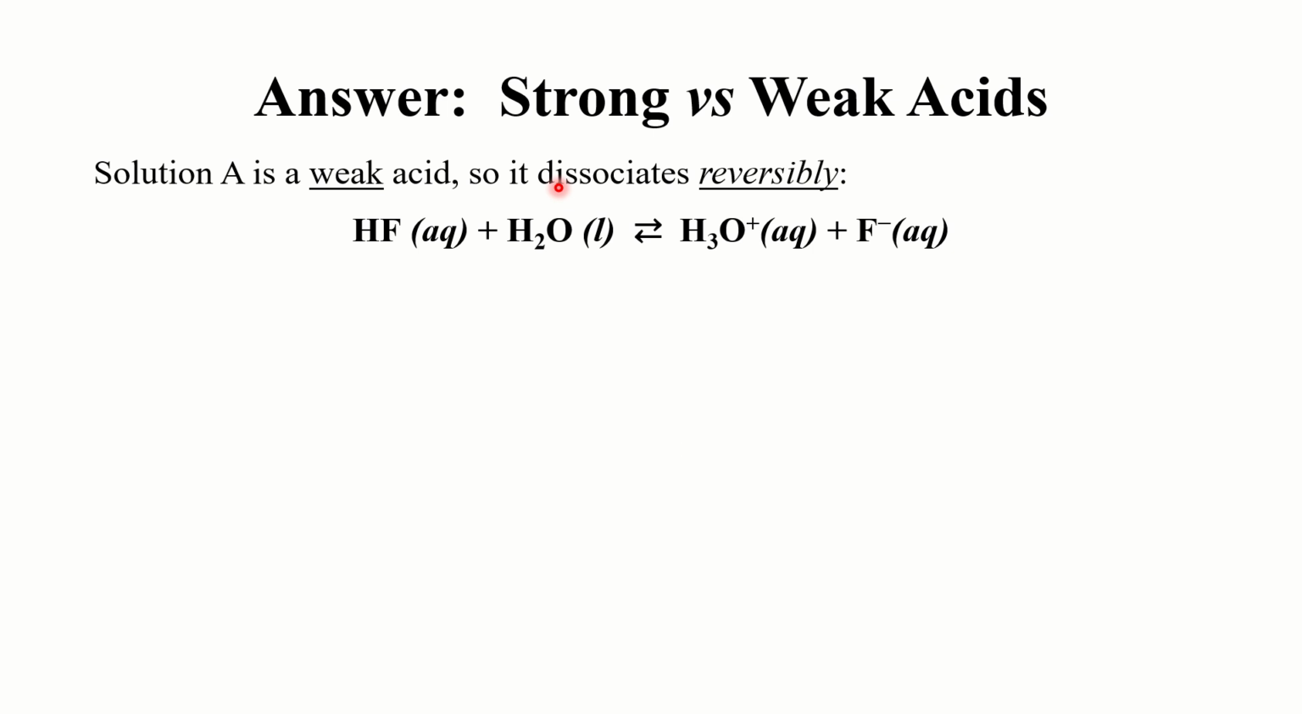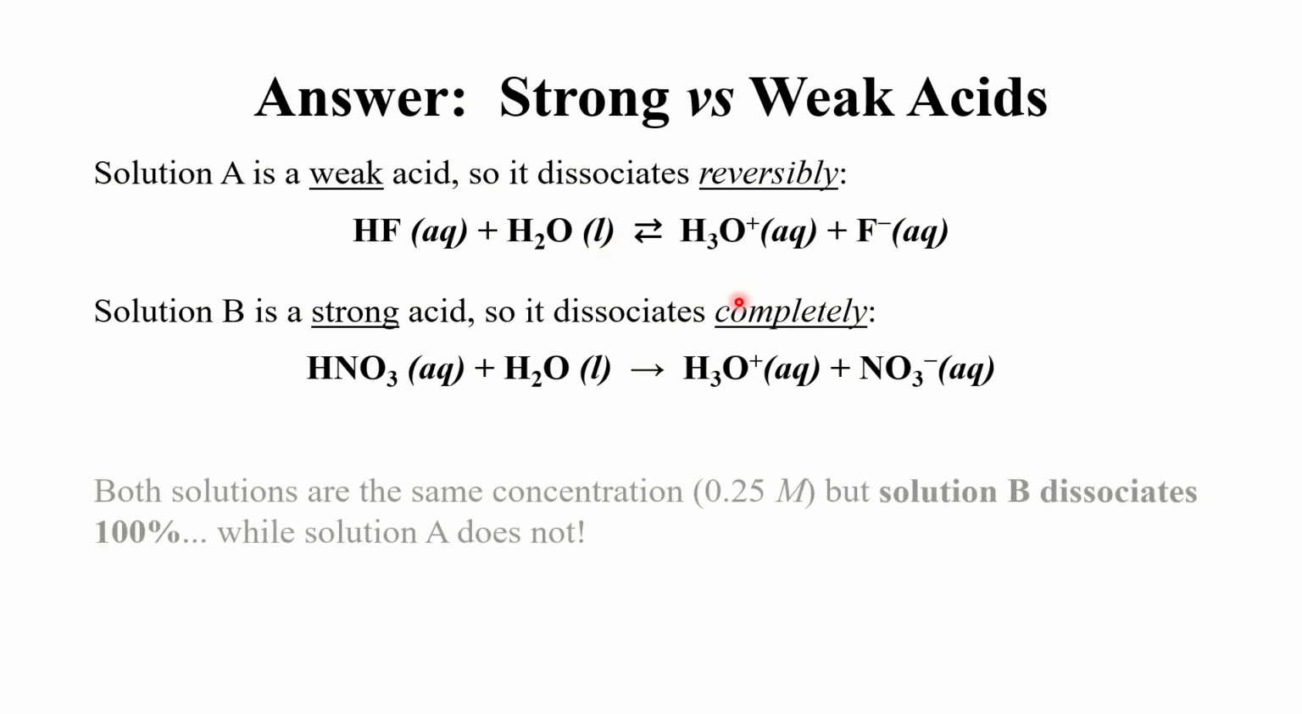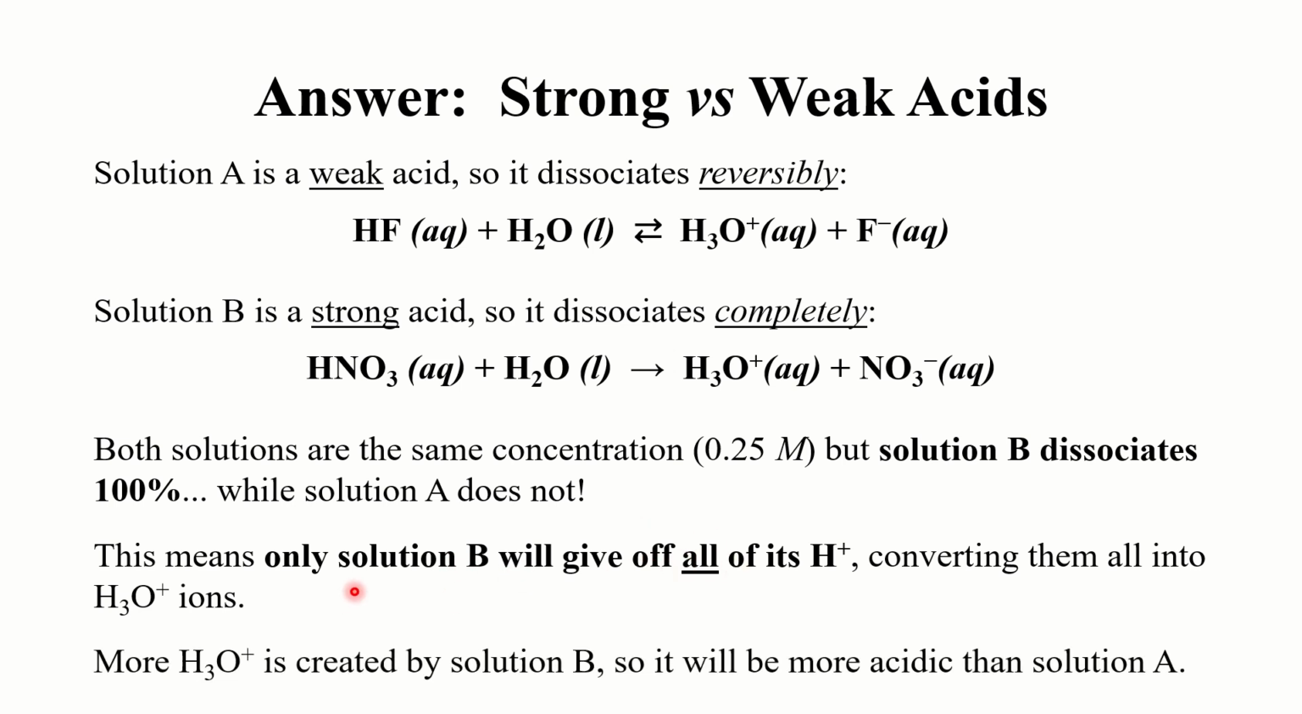All right, so solution A is a weak acid which dissociates reversibly, whereas solution B is a strong acid which dissociates completely and irreversibly. Both solutions are the same concentration, 0.25 molar, but solution B is going to dissociate 100%, while solution A will not. This means that solution B will give off all of its H+, converting them all into H3O+ ions. More H3O+ is created by solution B, therefore solution B is more acidic than solution A.